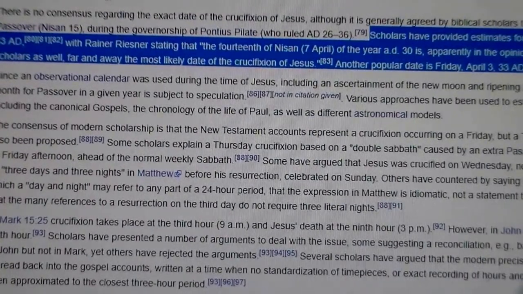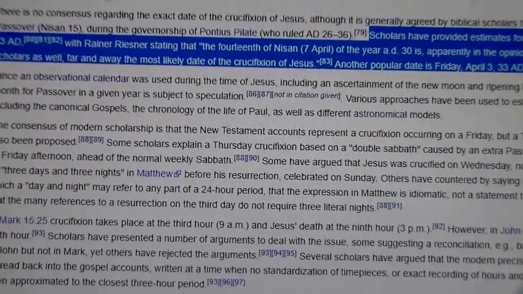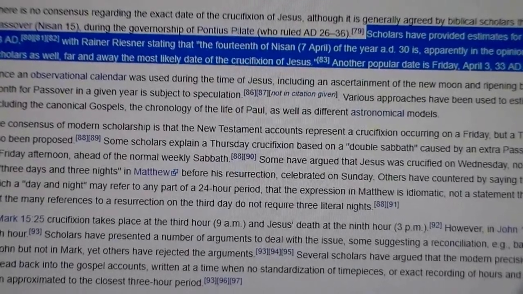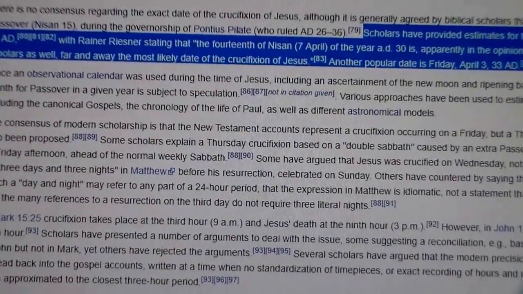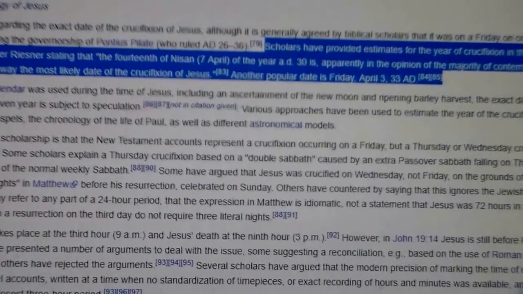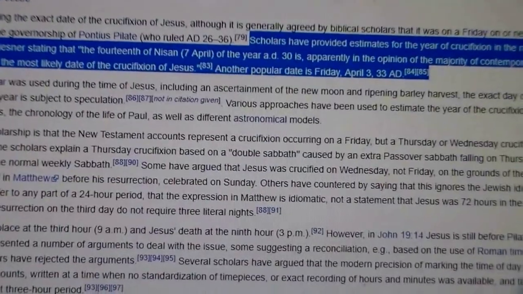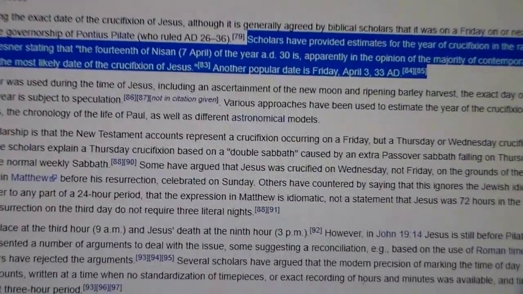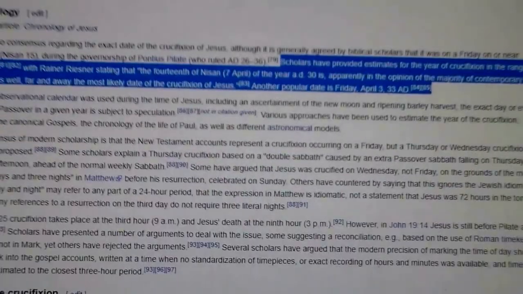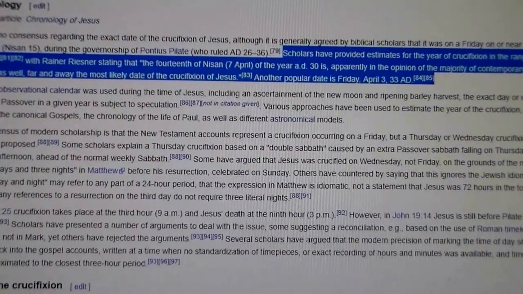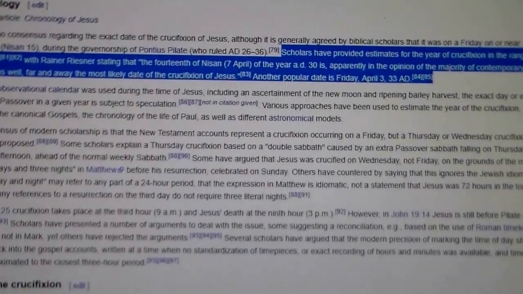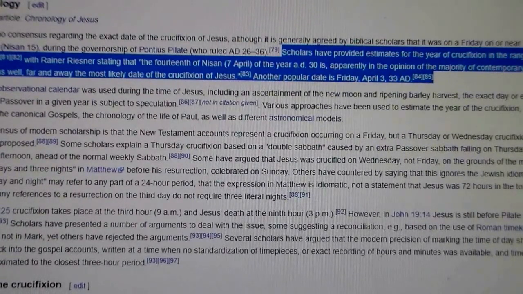With Rainer stating that the 14th of Nisan, or April the 7th, 30 AD, that's what he believes is the right year. Apparently, in the opinion of the majority of contemporary scholars, far and away the most likely date of Jesus' crucifixion. So mostly everybody believes it was around April the 7th, 30 AD. And of course another popular date would be April 3, 33 AD. And of course E.W. Bullinger believes he was crucified in 29 AD. Well, we'll get to that later.